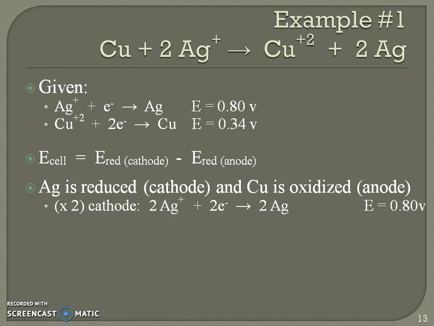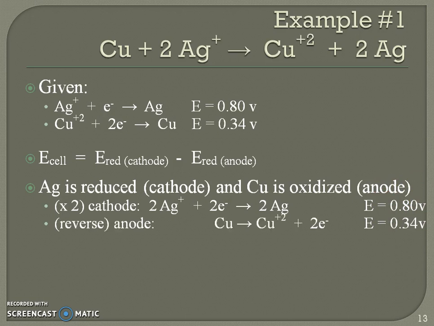Hopefully you can figure that out. So with the cathode, I'm going to take that silver and multiply it by 2. Why do I have to multiply it by 2? Because I have to get rid of these electrons. Remember, I don't see any electrons in our overall reaction, right? Those electrons better be canceled out. So I have to multiply by 2. But notice my E value stays the same. Just because we multiplied it by 2 does not change the E value.